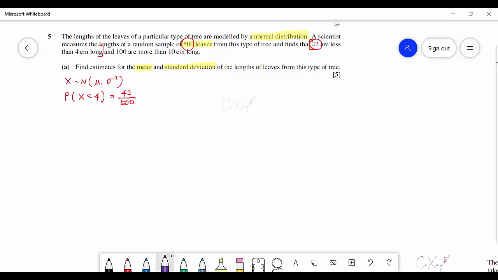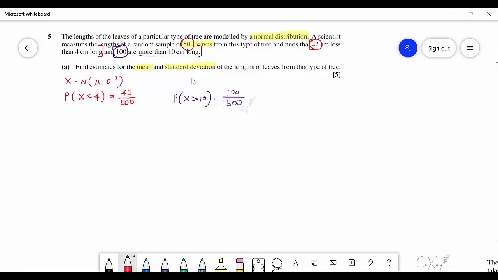Then the second one is this one. 100 are more than 10 cm long. So if you try to write it out, the length which is more than 10 cm, you have 100 of the leaves, so 100 out of 500. So from here, you can see that you get two pieces of information. You can try to form the equations from these two pieces of information, and then solve the simultaneous equations to get the mean and standard deviation. Okay, so let's continue with this.